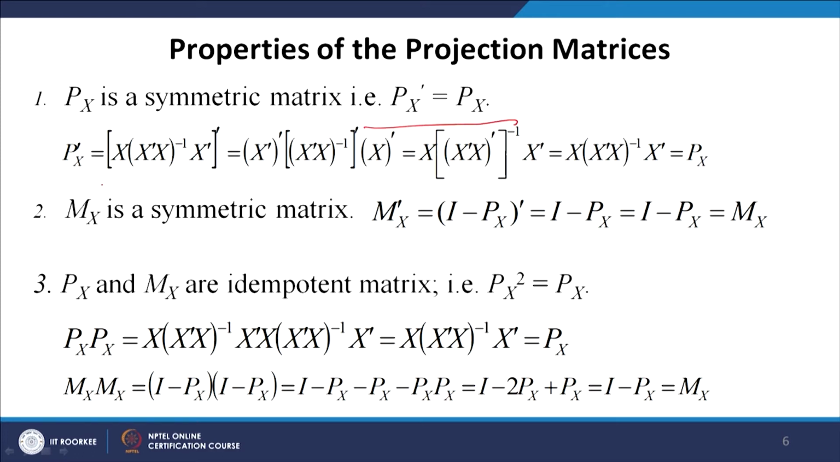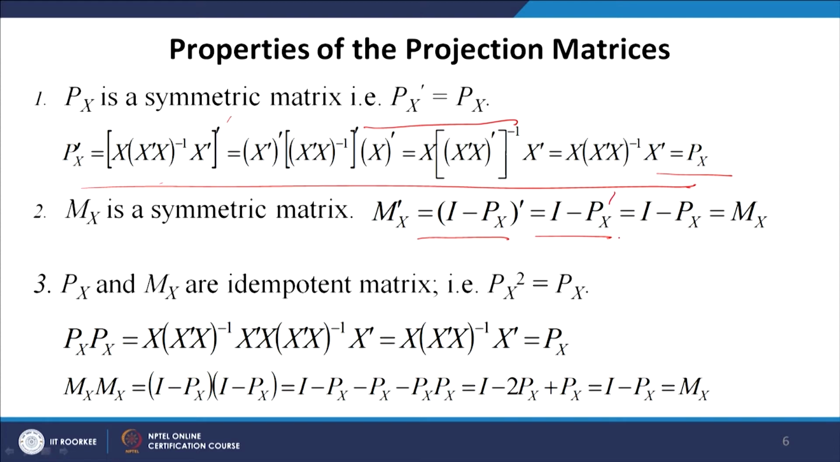Now, the proofs are also given here. You can see that Px prime is actually Px then prime, that is the transpose is taken, and if I break the transpose, then we actually arrive at Px again. So, that is why we call Px a symmetric matrix. Similarly, Mx is also a symmetric matrix, because simply Mx is I minus Px prime. So, I minus Px prime will also be I minus Px, and that is equal to Mx.